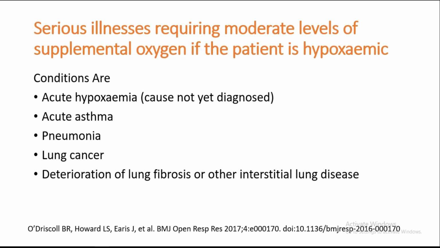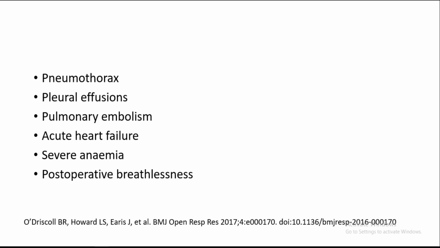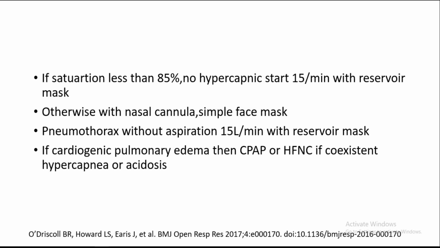Some serious illnesses require a moderate level of supplemental oxygen, if the patient is hypoxemic. What are the conditions? Acute hypoxemia where the cause is not yet diagnosed and is under evaluation, acute asthma, pneumonia, lung cancer, maybe in the advanced stage, deterioration of lung fibrosis or other interstitial lung disease, pneumothorax, pleural effusions, pulmonary embolism, acute heart failure, severe anemia, postoperative breathlessness.